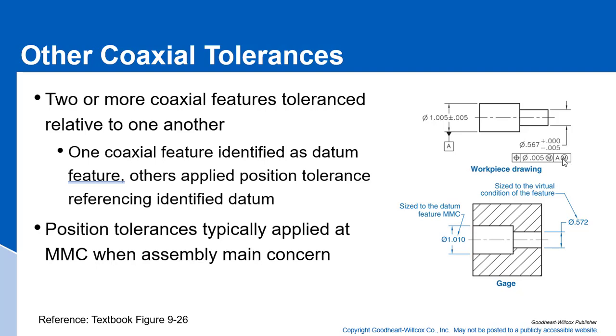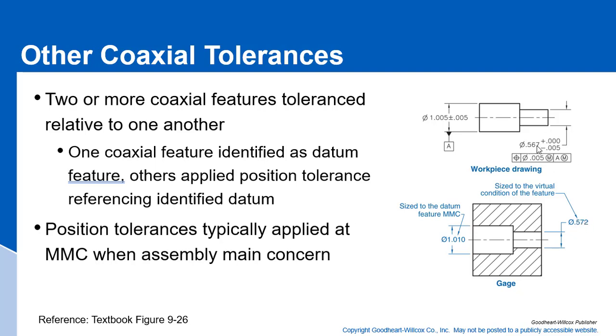So what would the functional gauge look like for that? First of all, this gauge would have a diameter here that's sized at the datum feature MMC boundary. That would be the max shaft, which is 1 inch 10 thousandths. And then we have another hole, which is concentric to that, which is sized to the virtual condition of the feature. In this case, that's 572.